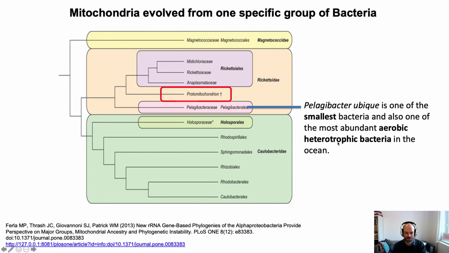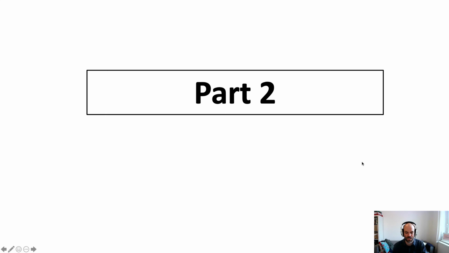Okay, so it's pretty interesting that our mitochondria are related to very small, aerobic bacteria, mitochondria are doing aerobic metabolism for us, and they're extremely abundant in the ocean. So I think that's an interesting observation.